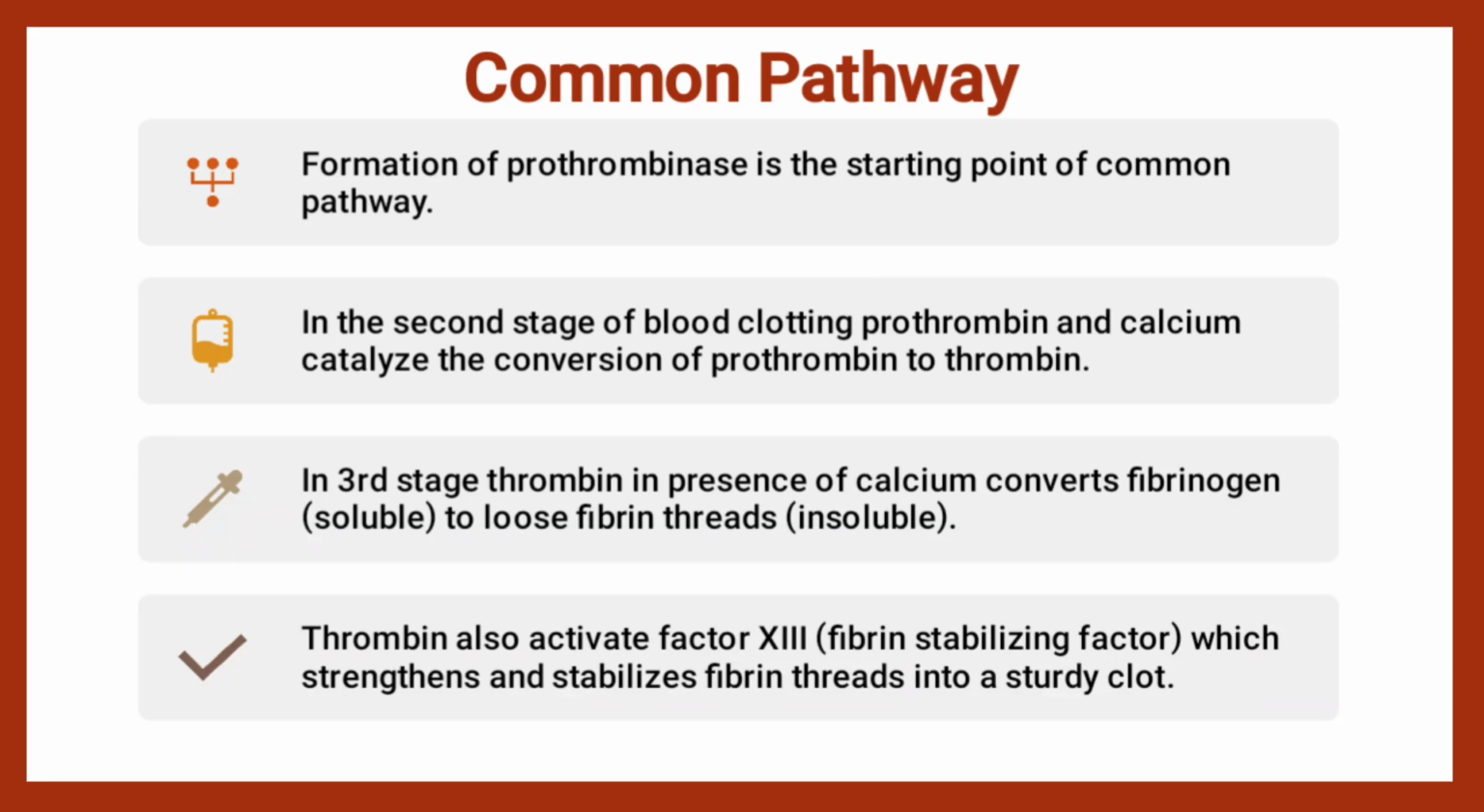So what is the common pathway? Formation of prothrombinase is the starting point of the common pathway. In the second stage of blood clotting, prothrombinase and calcium catalyze the conversion of prothrombin to thrombin. In the third stage, thrombin in the presence of calcium converts fibrinogen to loose fibrin threads. Thrombin also activates factor 13, that is fibrin stabilizing factor, which strengthens and stabilizes fibrin threads into a sturdy clot.